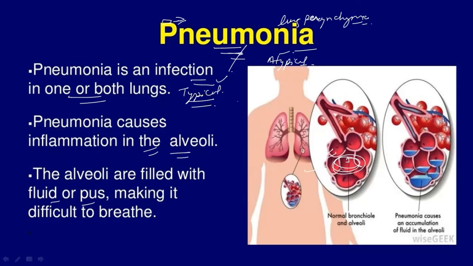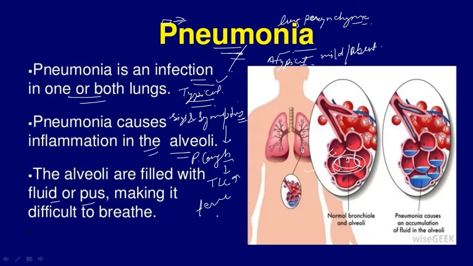So in case of typical pneumonia, signs and symptoms are both present. But in case of atypical pneumonia, the signs and symptoms are mild or maybe absent, right? So in typical pneumonia, productive cough is there. There is increase in TLC, fever is there, and consolidation is there.